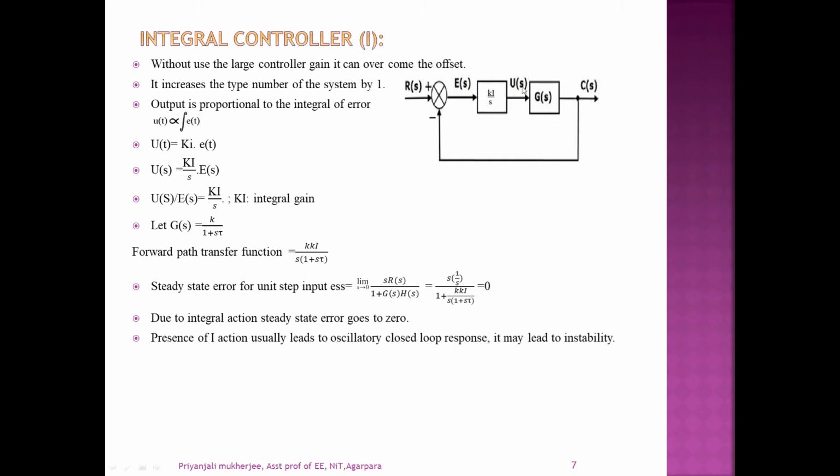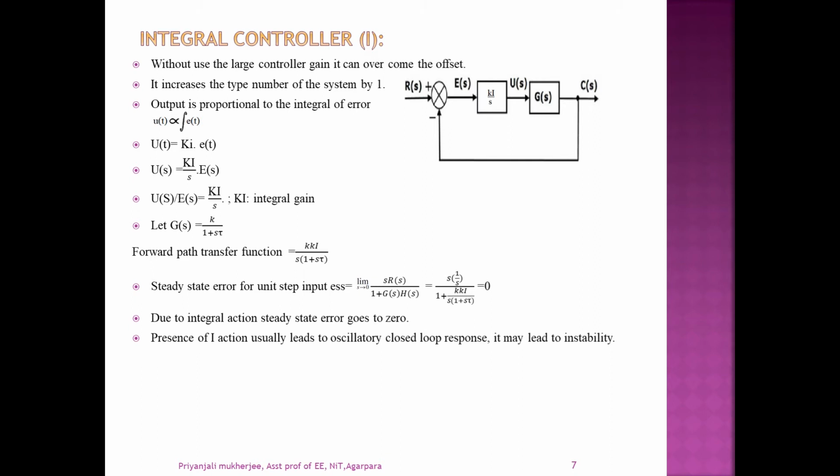And here the forward path transfer function becomes K into Ki by s into 1 plus s tau, if we consider this G(s) is equal to K by 1 plus s tau. And here if we check the steady state error, then it becomes s into R(s), and here also R(s) is equal to 1 by s because we are considering the unit step input. Then the steady state error goes to 0. That means the offset error or the steady state error can be completely eliminated by using the integral controller.